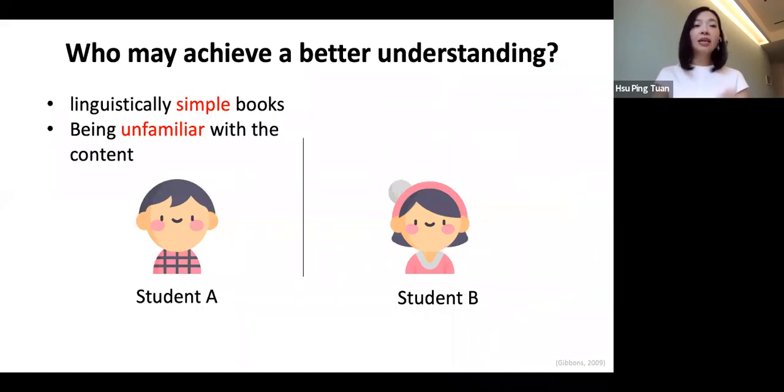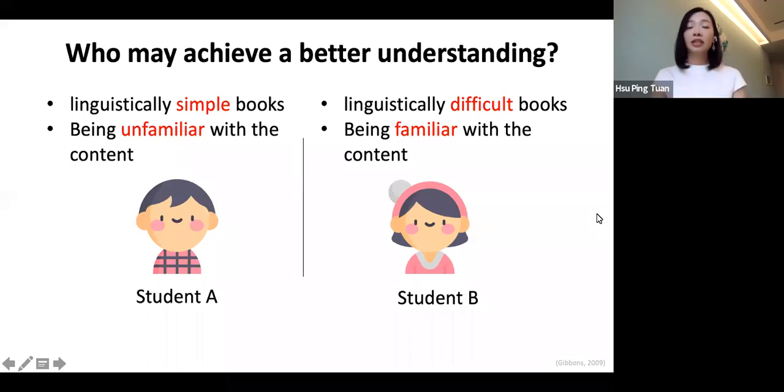So for student A, his teacher provides him with linguistically simple books. That is, the English words are easy, the grammar and the sentence structures are also relatively easy. However, the student is not familiar with the content. As for student B, her teacher provides her with linguistically difficult books. That is, the vocabulary, the grammar, and the sentence structures are pretty hard. However, the student is familiar with this content. So please think about which student may achieve a better understanding of the books.